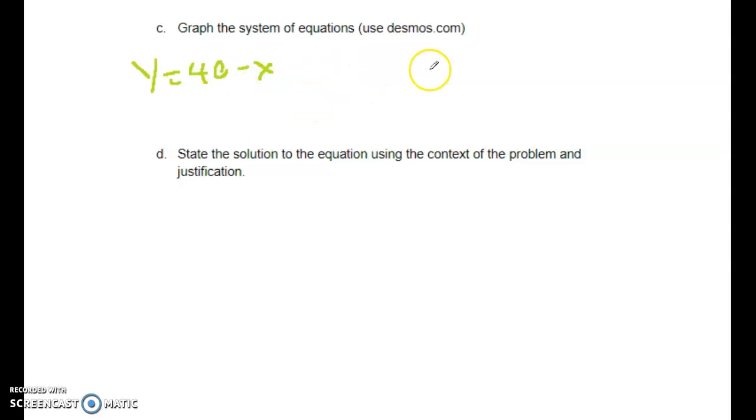But the other equation, we still have 4x plus 6y equals 180, and we need to solve this one for y as well. So I'm going to start by moving the 4x over here. So we have 6y equals 180 minus 4x. We still need to get rid of the 6, so we divide each term by 6.